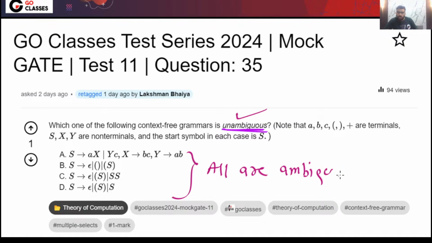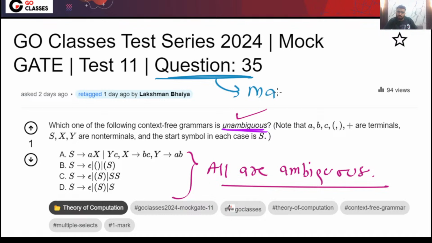Because all are ambiguous, for this question we have given marks to all. This question has become marks to all, because every grammar is actually ambiguous. So we have given marks to all for this question. Okay, now let's see how they are ambiguous.